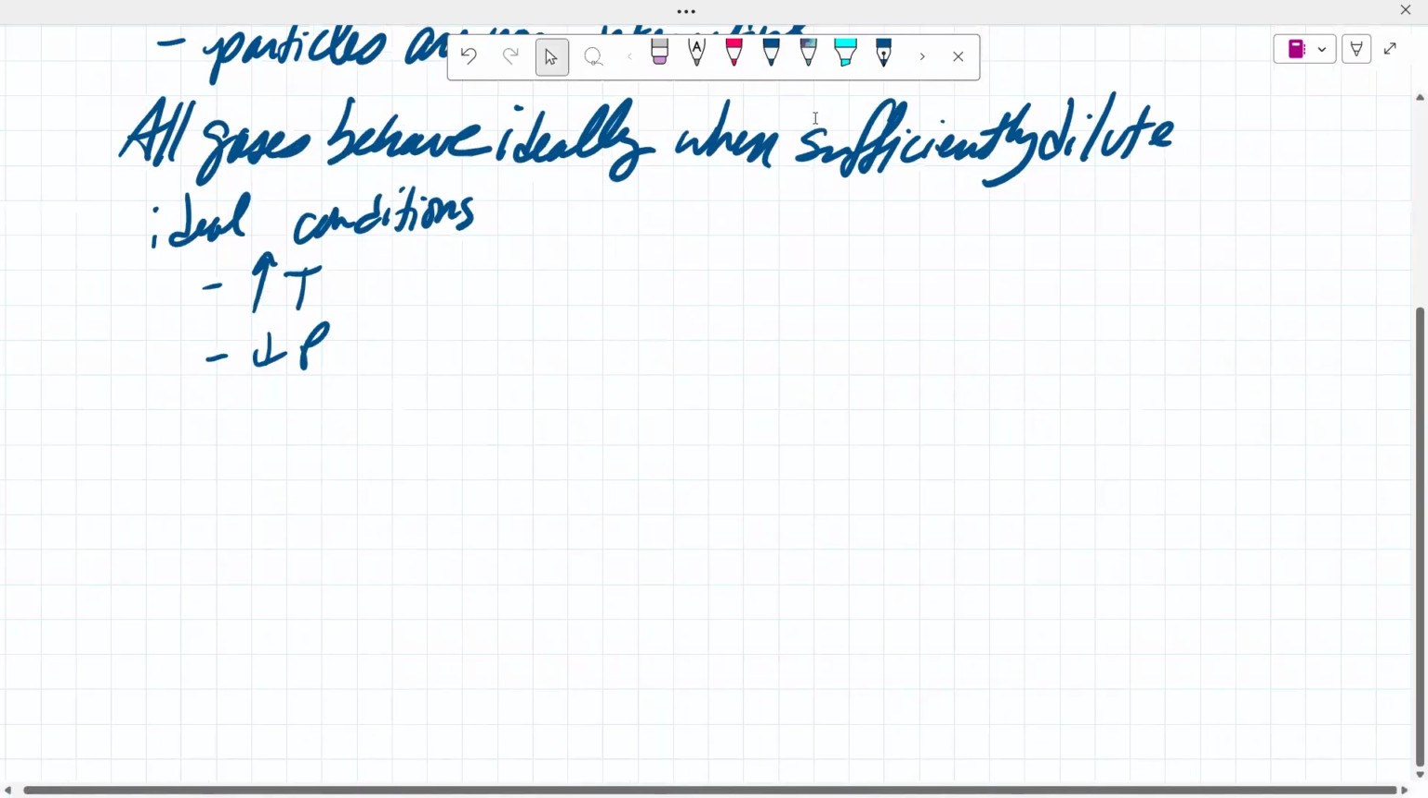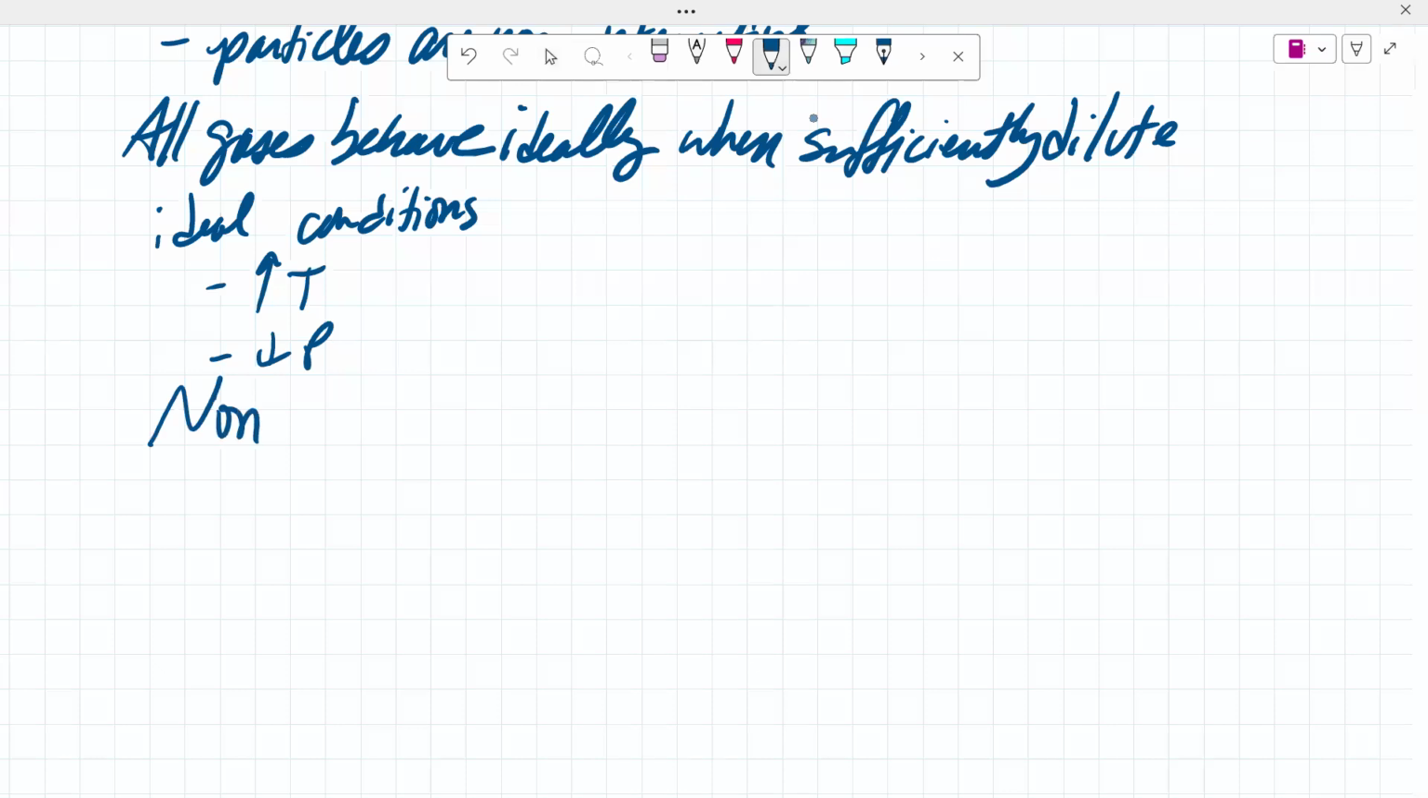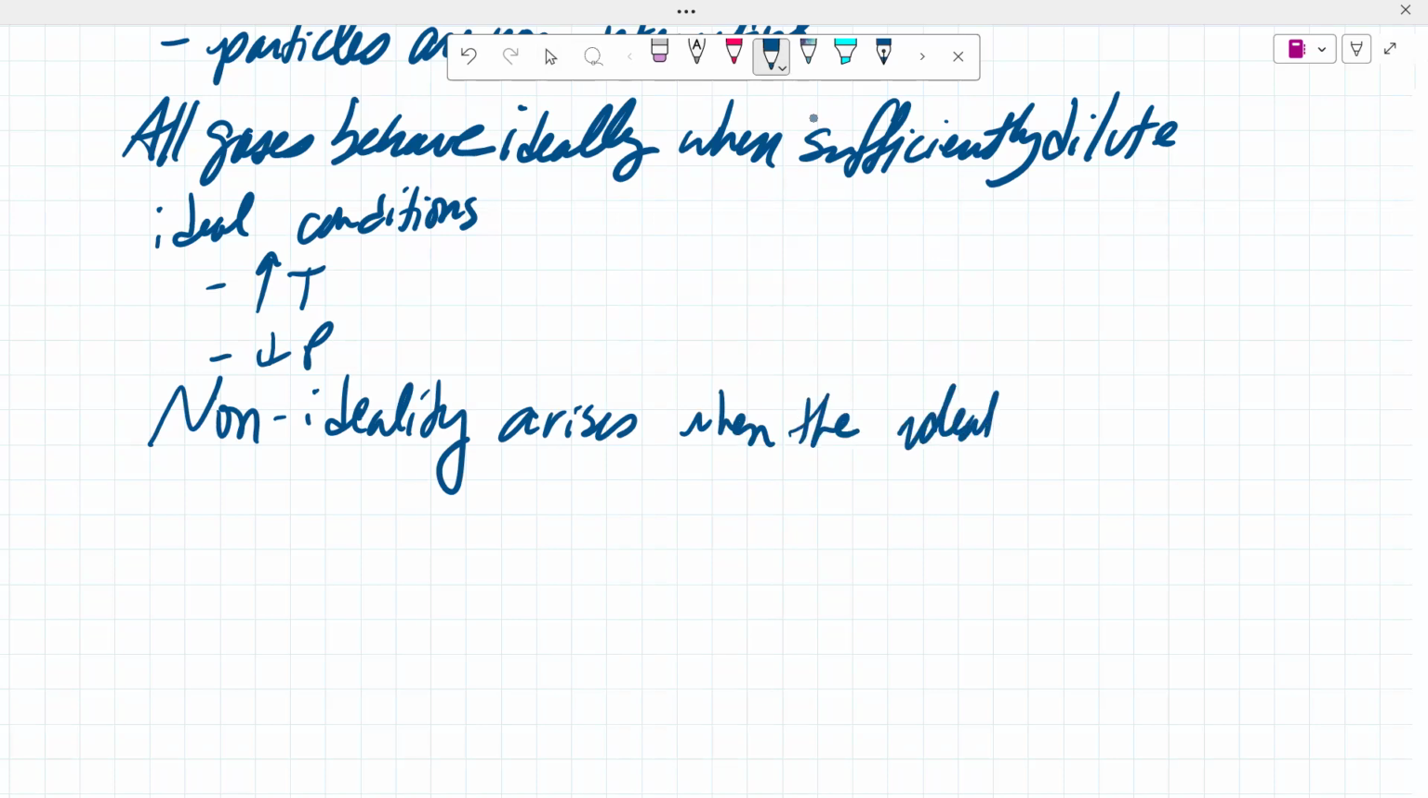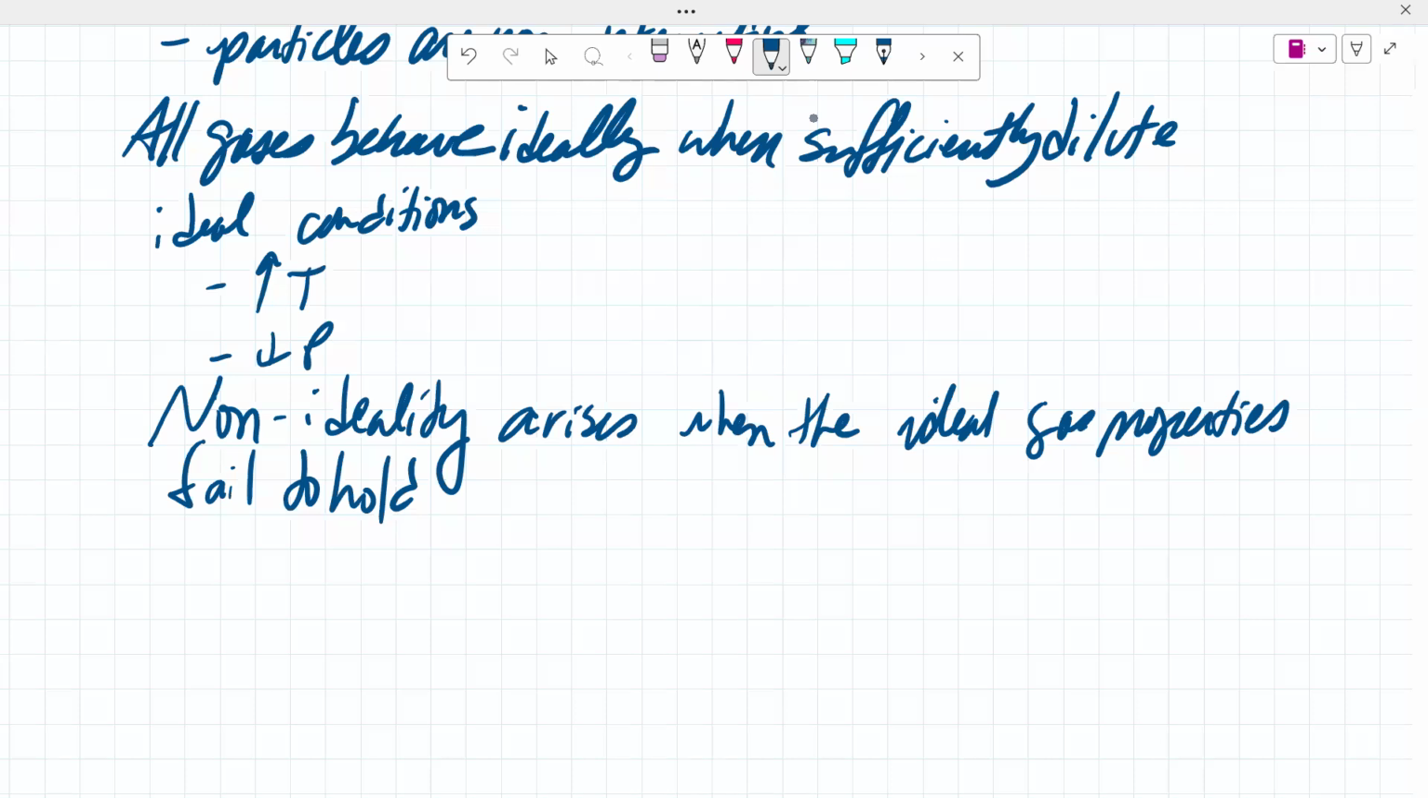So in other words, non-ideality happens when these things fail. Non-ideality arises when the ideal gas properties fail to hold. In other words, it's the opposite of the ideal condition. So if you want non-ideality, you want low temperature and high pressure to push the particles together, and that's when you'll get your non-ideality.